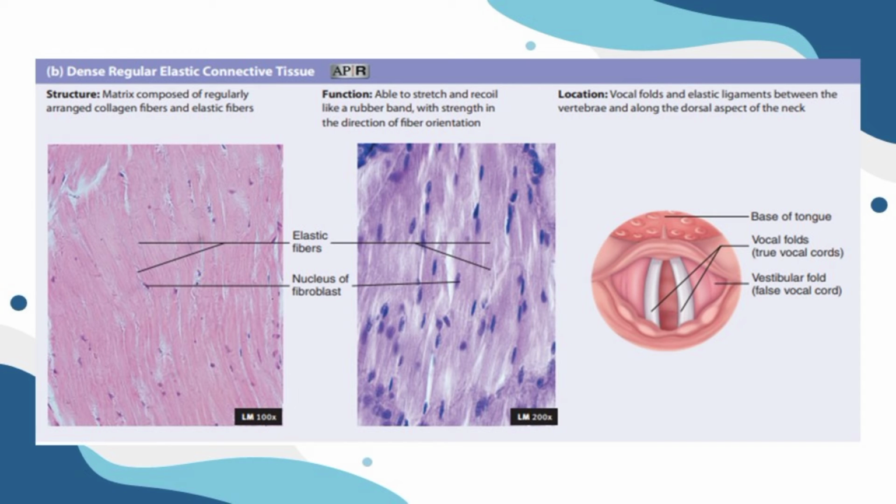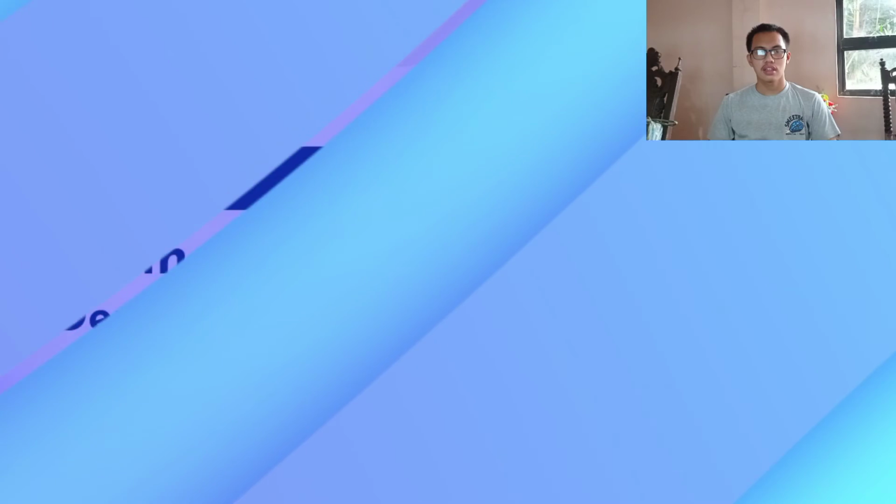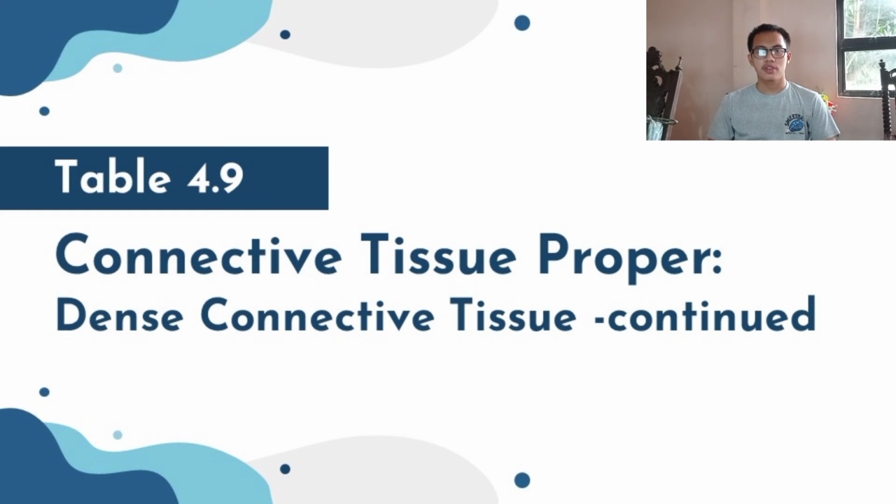Here is an image of a dense regular elastic connective tissue. Its structure is a matrix composed of regularly arranged collagen fibers and elastic fibers. Its main function is to stretch and recoil like a rubber band, with strength in the direction of fiber orientation. Its location is in the vocal folds and elastic ligaments between the vertebrae and along the dorsal aspect of the neck. Next is table 4.9, which is the continuation of dense connective tissue.